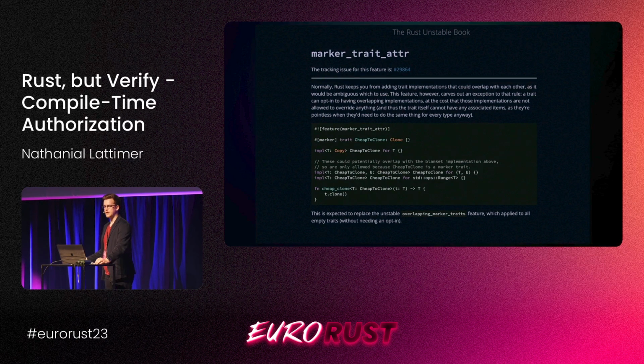Thankfully, Rust has an experimental feature, marker_trait_attr, which gives us access to marker traits. So if you've never heard of these before, marker traits allow multiple overlapping implementations on the same type. The main caveat is that we're not allowed to add a function or associated type to our trait, but that's fine in this case. We're just using it to add metadata, right?